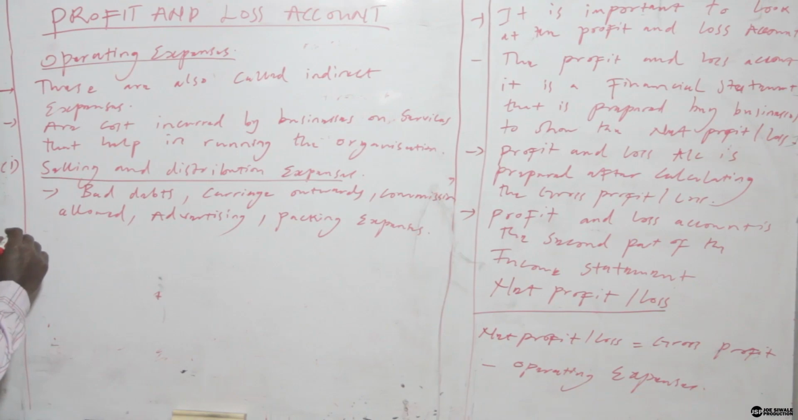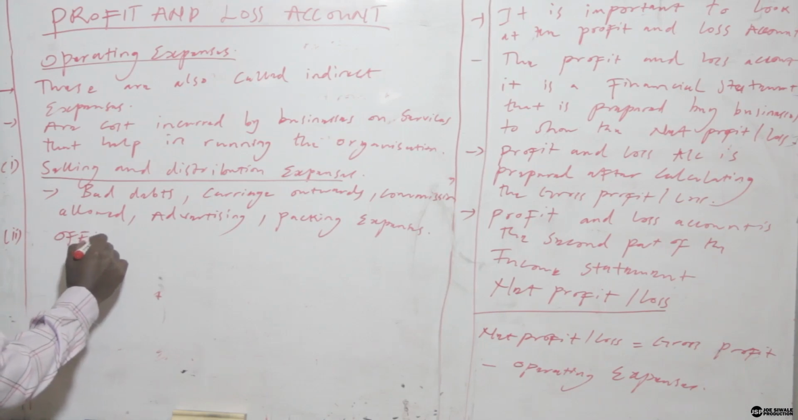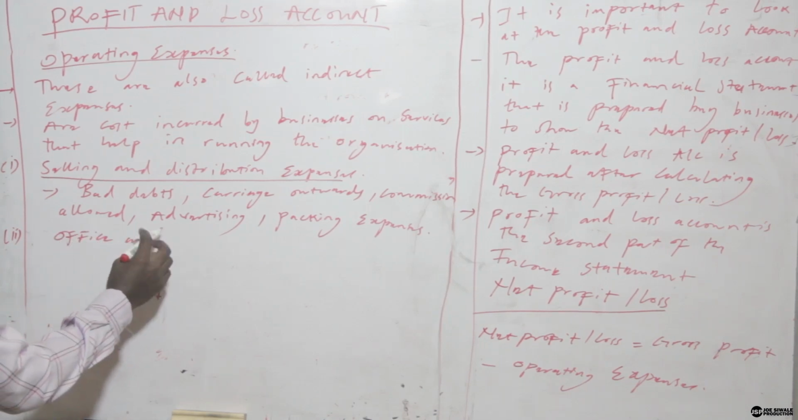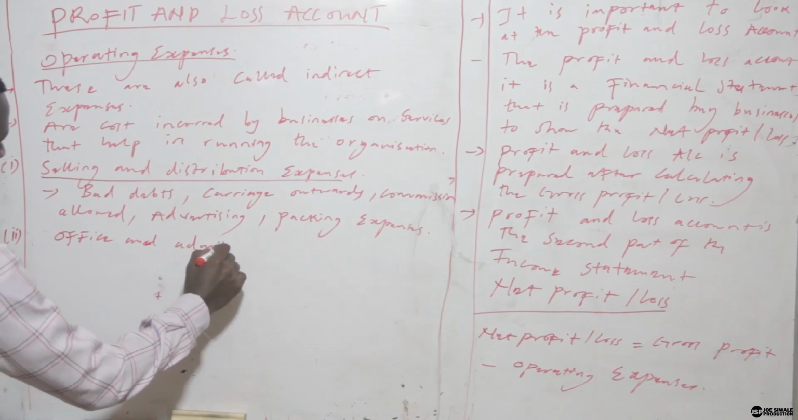Let us look at the second type of operating expenses. So here we have office and administrative expenses.